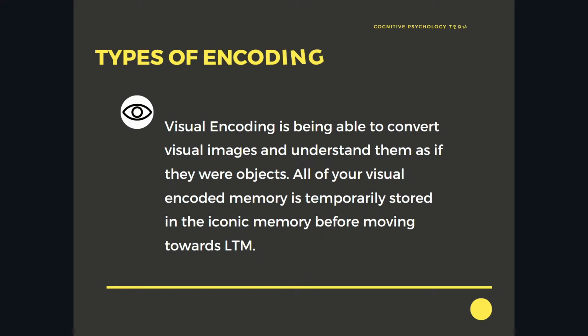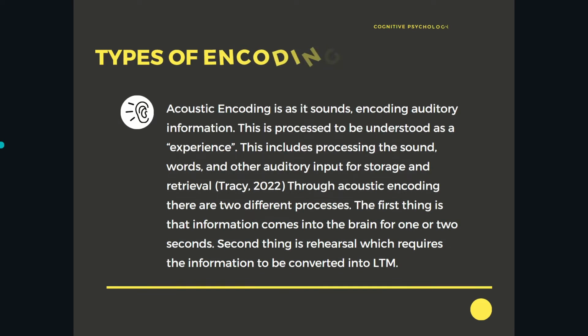So, visual encoding. Visual encoding is being able to convert visual images and understand them as if they were objects. All of your visually encoded memory is temporarily stored in the iconic memory before moving to long term, which is where it'll be stored. We then have acoustic encoding, which is as it sounds, encoding auditory information.